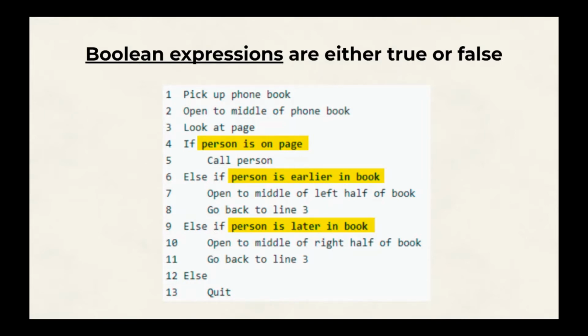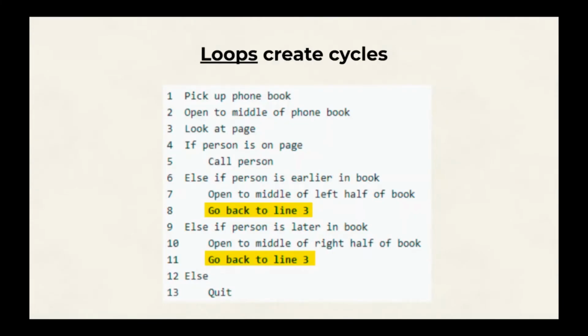So is this person on this page? Yes or no. If yes, then call them. Is this person earlier in the book? Yes or no. If yes, or if true, then open to the middle of the book, and so on. And lastly, we have words that create cycles, and this is where we could repeat parts of our program called loops. Just as a general note, in computer science, this process of simplifying a really complex concept like searching a phone book is called abstraction.